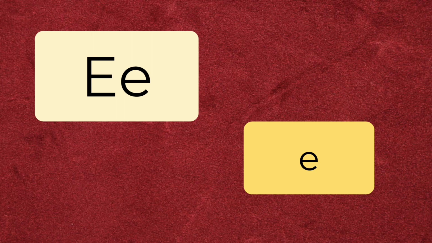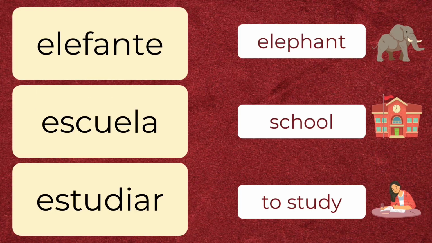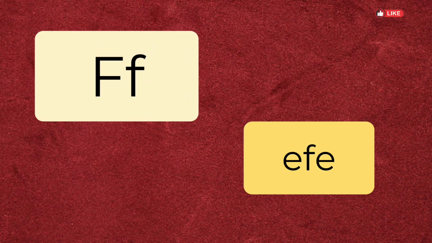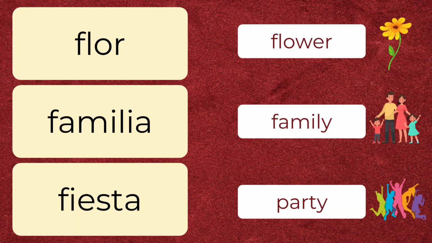For example, elefante, escuela, estudiar. The name of letter F in Spanish is F, and it sounds F, like for example, flor, familia, fiesta.